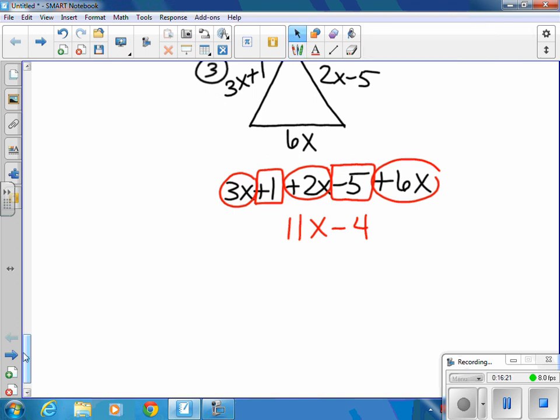Okay, so we'll do a lot more practicing with this in class because this is a foundation for everything that we do in algebra, and you will need to constantly be building on this throughout the entire year.